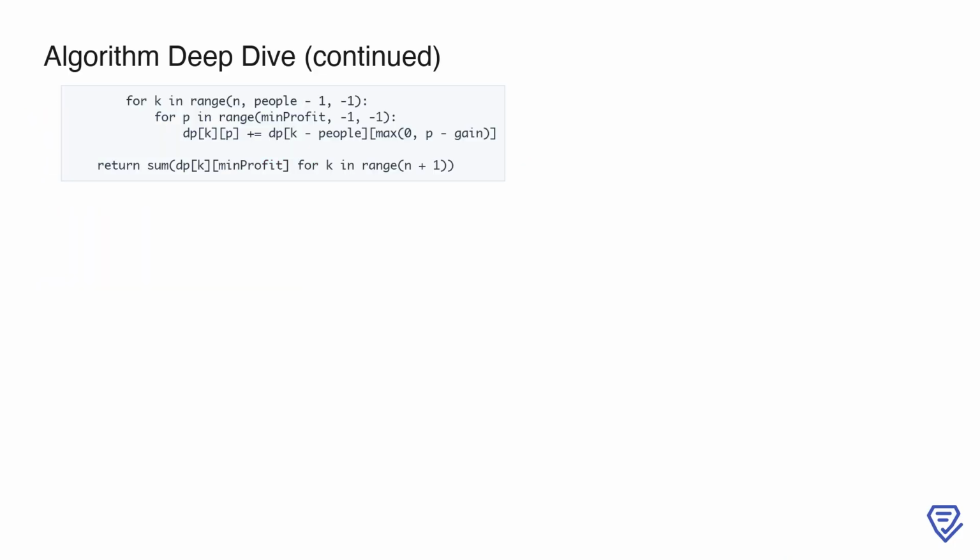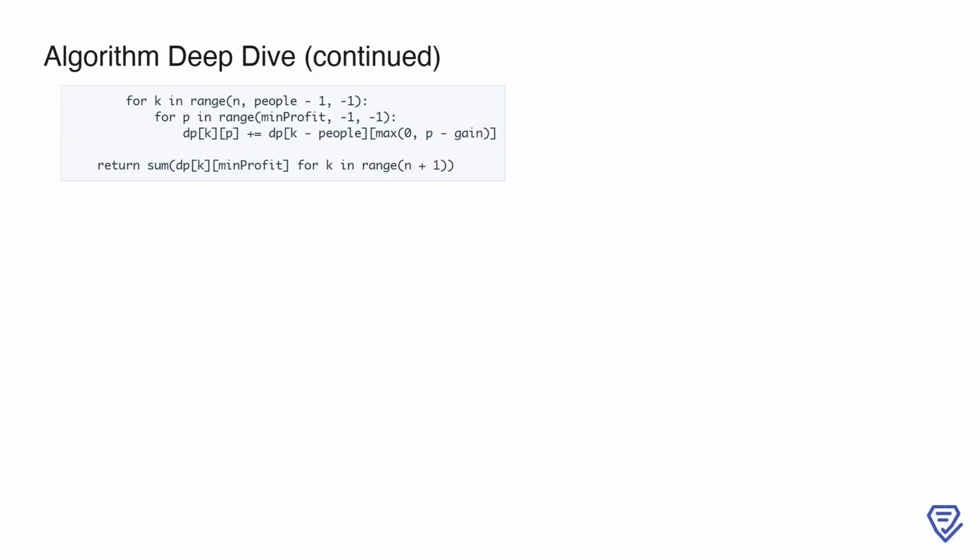The pseudocode implementation begins by initializing the DP table, where each entry is set to 0, except for DP[0][0] equals 1, which represents the base case. The algorithm then iterates through all crimes, updating the DP table in reverse order. For each crime, the number of people required, people, and the profit generated, gain, are used to update the table. The update rule is straightforward. For each valid combination of people and profit, the current DP entry is incremented by the value from the previous state that corresponds to excluding the current crime. This ensures that all possible subsets are considered in a consistent and efficient manner.